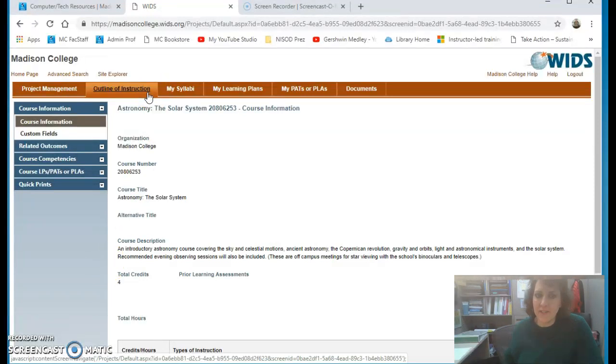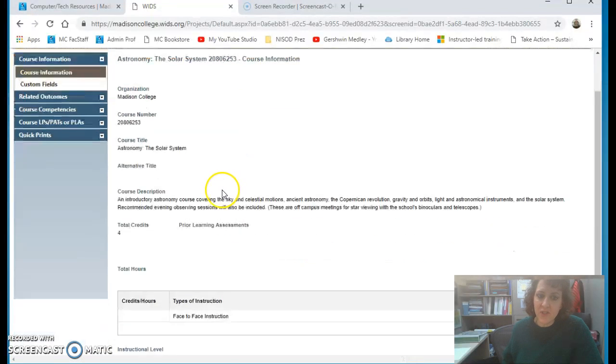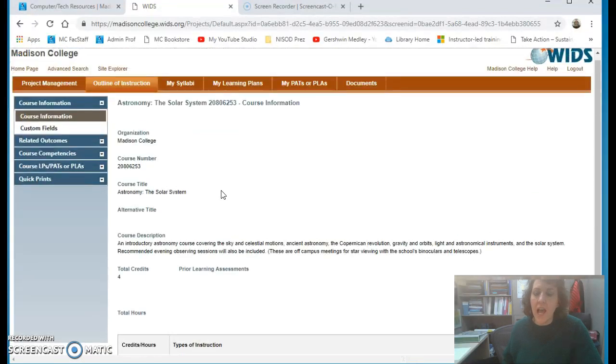So there's tabs along the top. We can look at the outline of instruction, the syllabus, the learning plans, the paths, and other related documents. So I have on the screen the outline of instruction. I'll export this and email it to you. In Unit 1, we're to take a look at the course's information, its outline of instruction, so you'll have that. But I want to show you some other things.